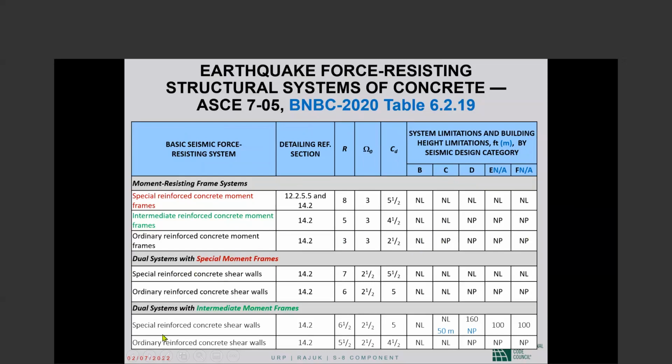Okay, and then I have listed here dual systems featuring special moment frames. So dual system, remember, has frames and shear walls. The frames are special moment frames. If the shear walls are special reinforced concrete shear walls, then you have your R value. If the shear walls are ordinary reinforced concrete shear walls, this is your R value. There are dual systems with intermediate moment frames also. The frame part is intermediate moment frame. Those can be with special reinforced concrete shear walls or ordinary reinforced concrete shear walls.